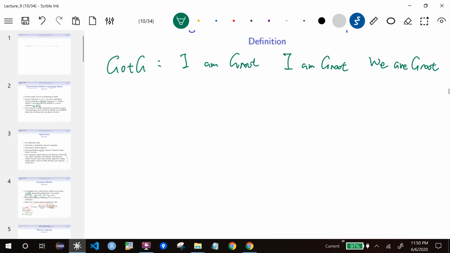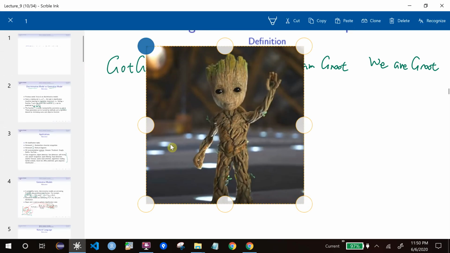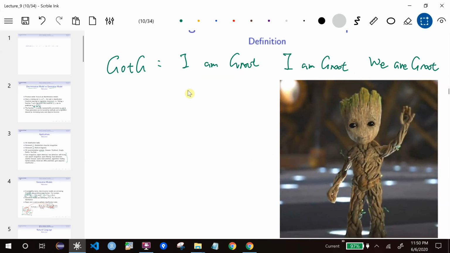For the people who are completely lost, what's going on? What's Groot? I actually want to show you this Groot picture so that you can keep this in mind. This is a tree named Groot, or maybe a Groot named tree, but we're not going to talk about this.